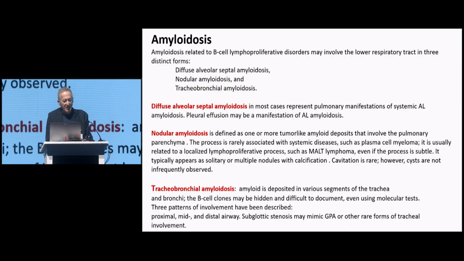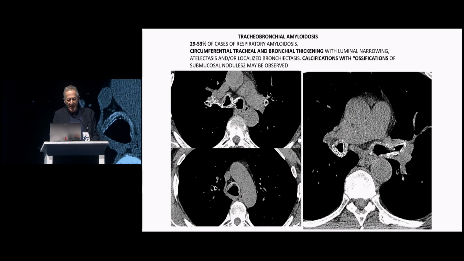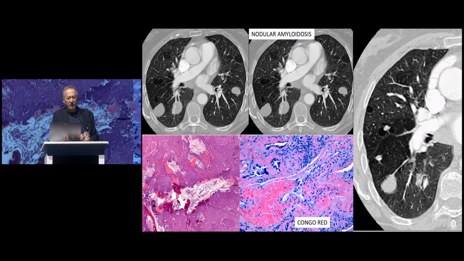Amyloidosis is another entity. We can have different clinical expression from diffuse or septal amyloidosis, nodular amyloidosis, tracheobronchial amyloidosis, and now is considered, of course, a B-cell monoclonal entity. This is an involvement of the tracheobronchial tree, and this is a case of nodular amyloidosis, and you can have a diagnosis. Don't be afraid about bleeding, because if you read the textbooks, they say that amyloidosis can be a risk factor for major bleeding, but this is not our experience.